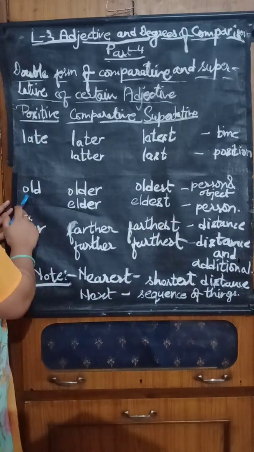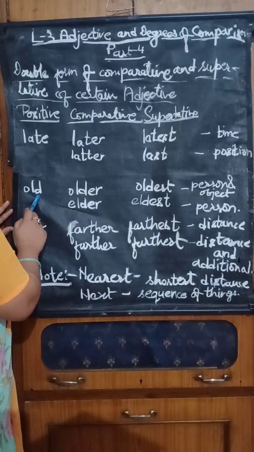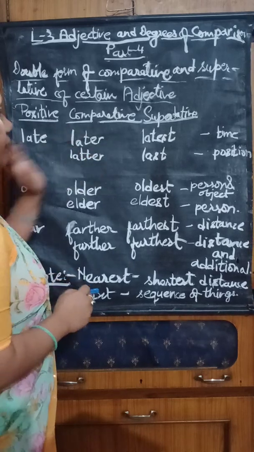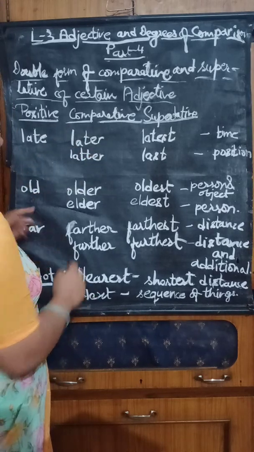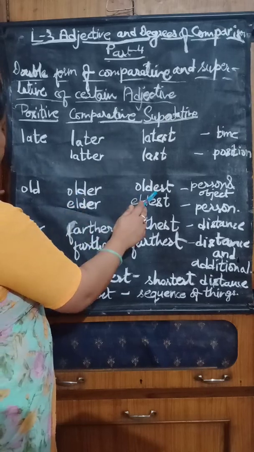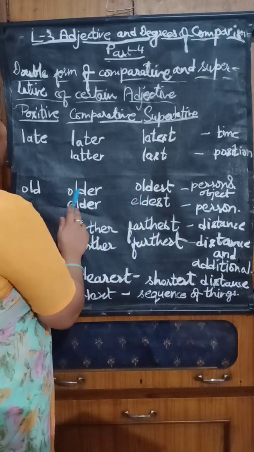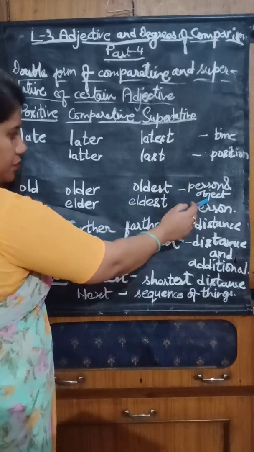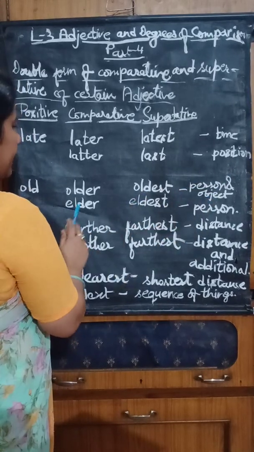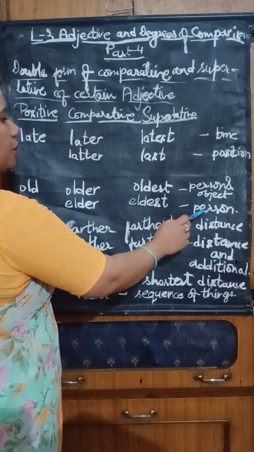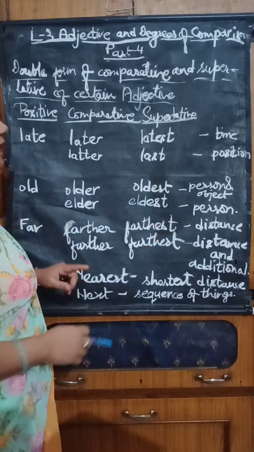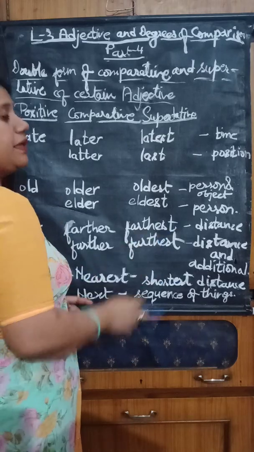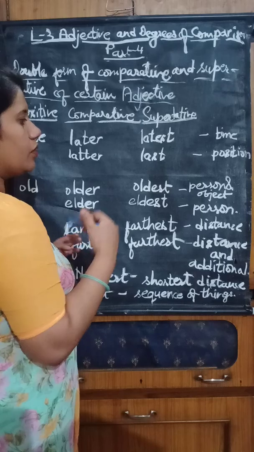Second word is old. The word old can be used in the comparative and the superlative degree in two ways. The first is older, oldest, and elder and eldest. The word older we use for both persons and objects. But the words elder and eldest we use only for persons, basically the persons who are our family members or siblings, not for others.